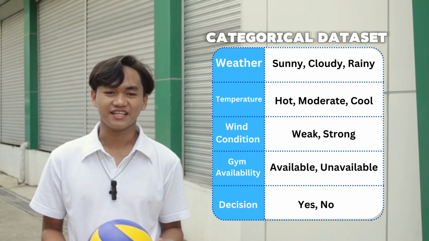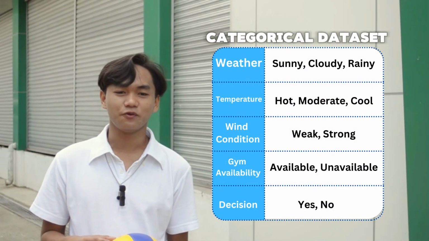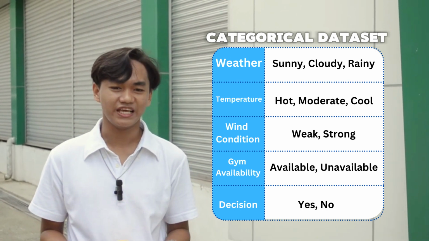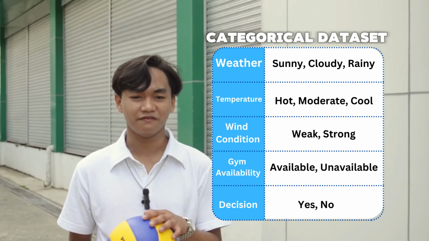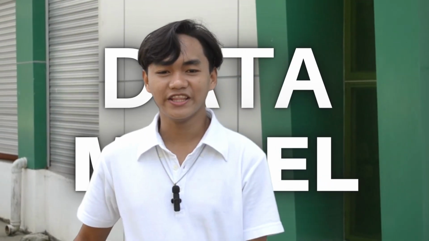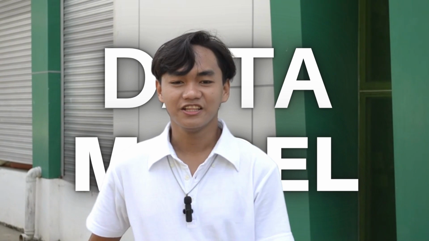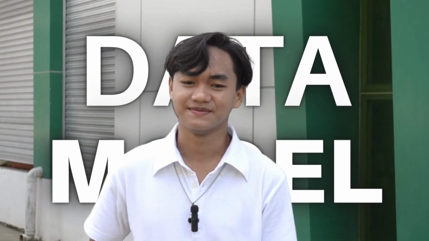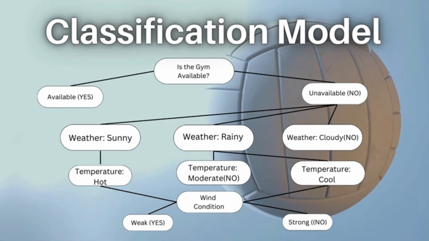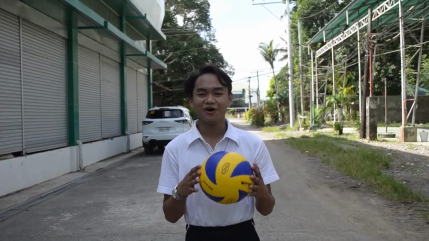Here's our dataset containing various features like weather, temperature, wind condition, and gym availability, along with our decision to play volleyball, yes or no. By the use of the model, it helps us to navigate the features to inform us about playing volleyball outside. Now, let's test our model with our test cases.